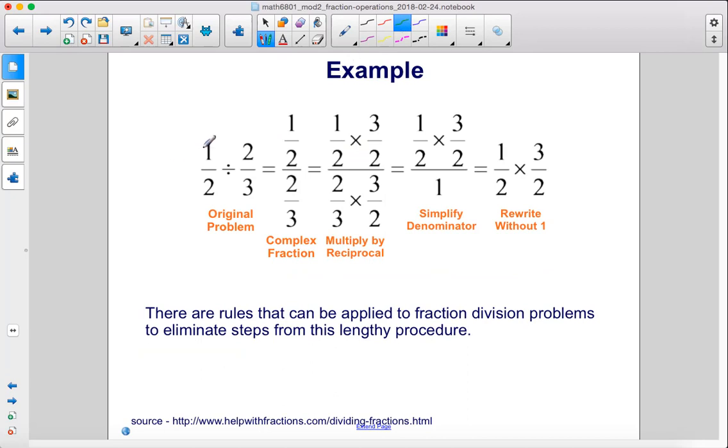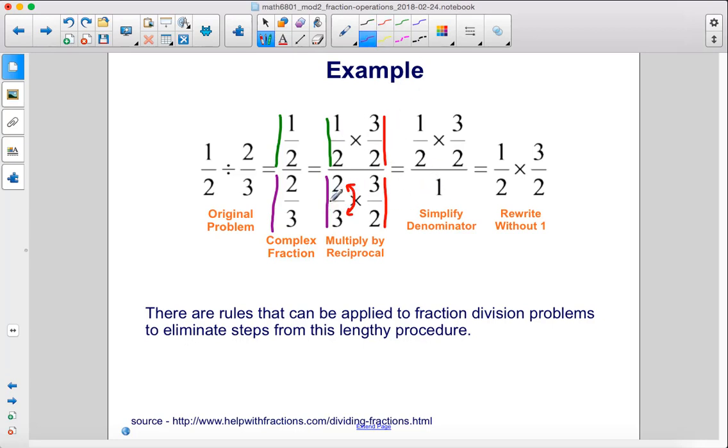Alright, so if we have 1/2 divided by 2/3, this can be written as 1/2 divided by 2/3 vertically. Then we just multiply each of these pieces, 1/2 and the denominator 2/3, by the reciprocal of the denominator here, 3 over 2. So you're multiplying the top by 3 over 2 and the bottom by 3 over 2.